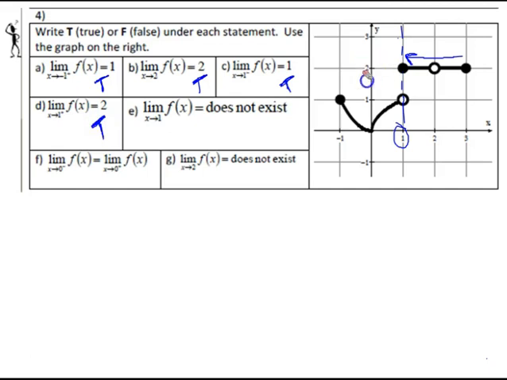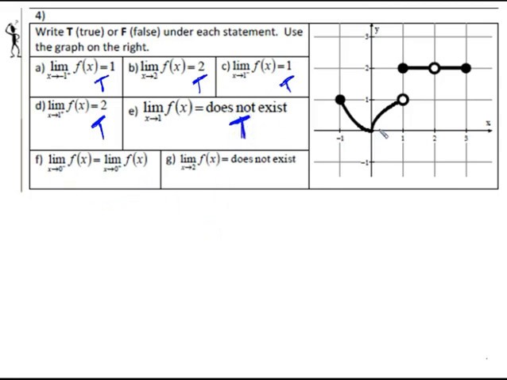Now we have the limit as x approaches 1, meaning from the left and the right, we've got to check both of them, does not exist. Well, we actually kind of already found that because we approached 1 from the left and got 1, and we said it was true. And we approached 1 from the right and said it was 2, which we also said was true. So if the left-hand side is 1 and the right-hand side is 2, that means that it does not exist because they're not the same value. So that statement would be true as well.